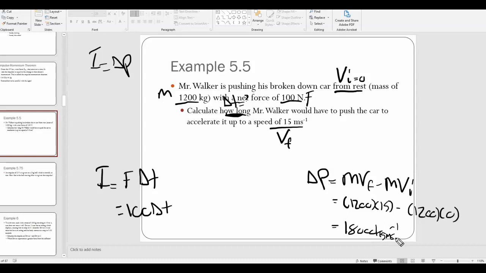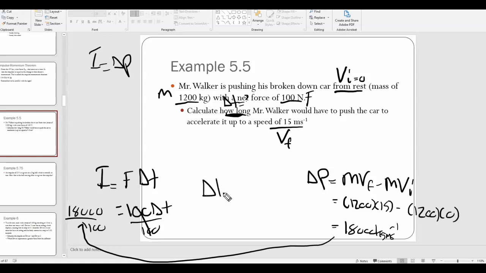And now that I know the change in momentum, because of the impulse momentum theorem, I can plug it back in for I over here. So that's 18,000. I divide both sides by 100, and I get delta t equals, let's see, 180 seconds, 3 minutes. So that is a relatively straightforward calculation involving the impulse momentum theorem. Pause it there if you need to look at that some more.